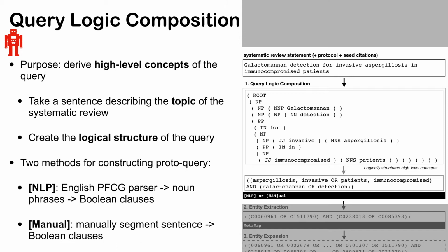And we also have a manual approach to compare it with, where we manually segment sentences, and these segments become clauses in the proto-query. Before we move on, I'd like to draw your attention to the square brackets around NLP and manual. These are used in this presentation to signify a method in the results later, but you don't have to remember them now.